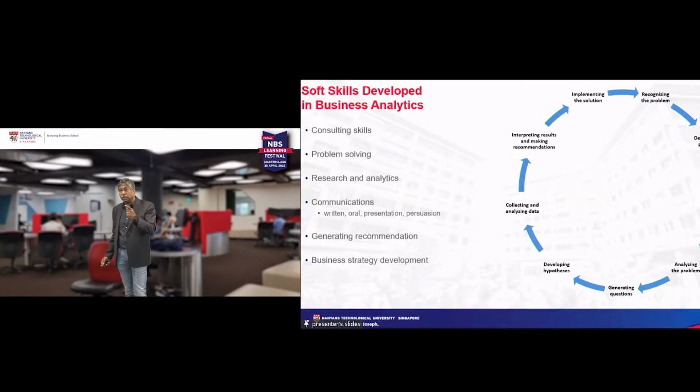But more importantly, we have gone beyond the presentation. The whole point of communications is to persuade the decision maker into a certain course of action. So we help students through these courses to develop and articulate their calls to action. And then finally, we generate the recommendations. We develop business strategies. So as a business analytics professional, you are at the forefront of strategic development in an organization.